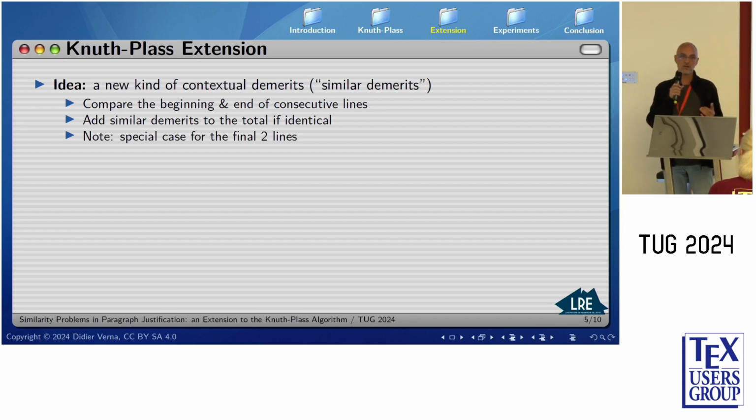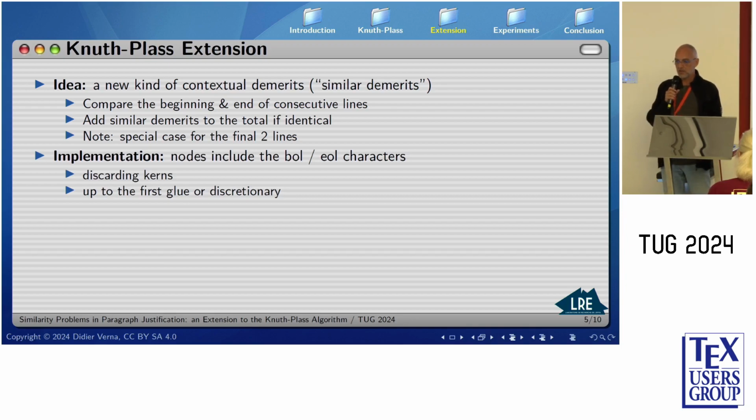Obviously, there's a special case for the final line, because the final line most of the time is not justified. So it would be nonsensical to try to figure out a similarity at the end of the final line and the previous one. So most of the time you don't need to do that, but it's still doable if the final line, in very rare cases, happens to still be justified as well.